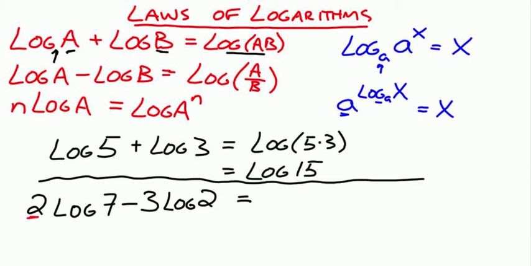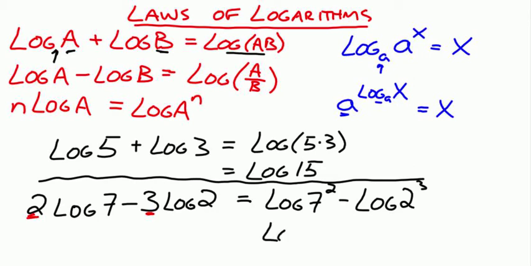So we're going to start by moving this thing into the index using our third property, our third law up above. So we're going to have log of 7 squared, so I just move that up to the top there, minus log of 2 cubed, right? So this 2 moved over to the 7, and this 3 moved up as an index of the 2. Now, we just simplify these.